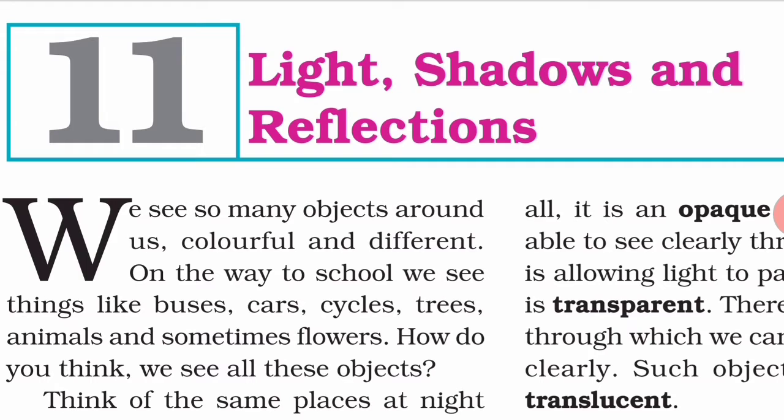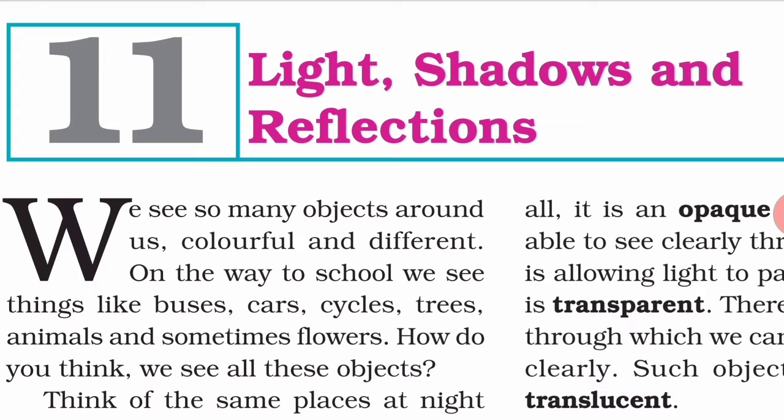You must have seen, as you observe, many things around you, many colorful and different things around you. Maybe a table, chair, pencil box. When you move out you see bus, car, trees, animals, flowers. How are you able to see all these things?